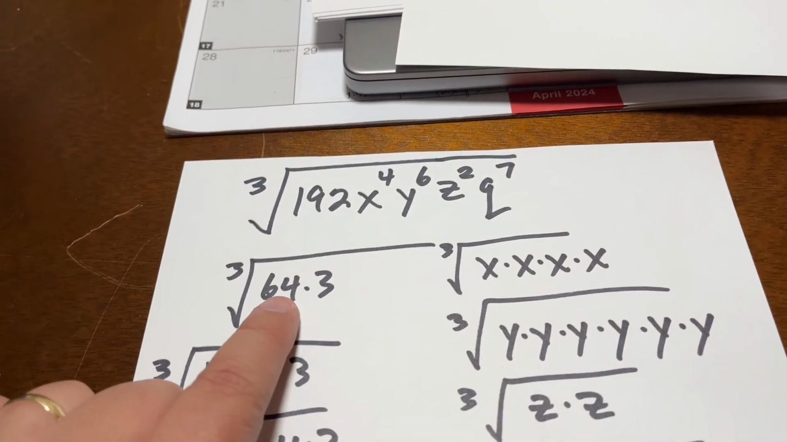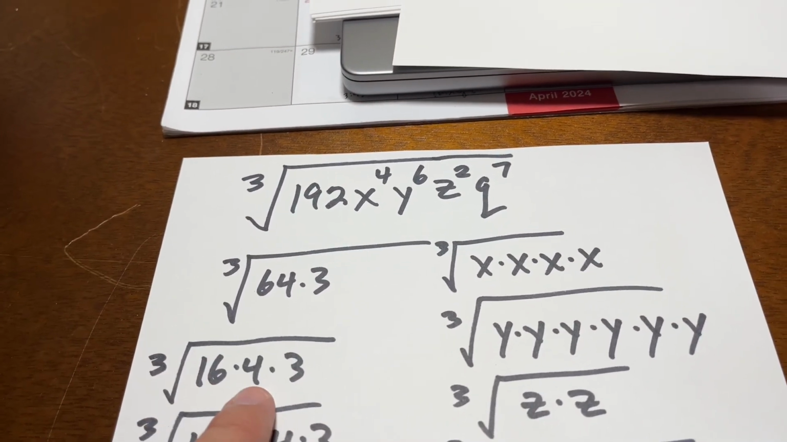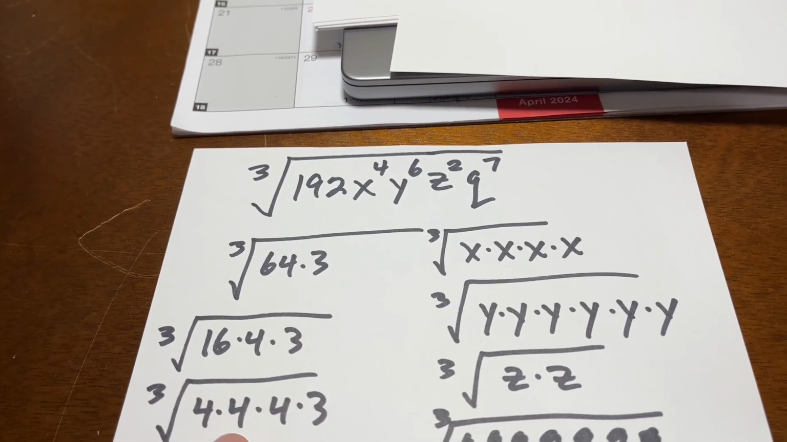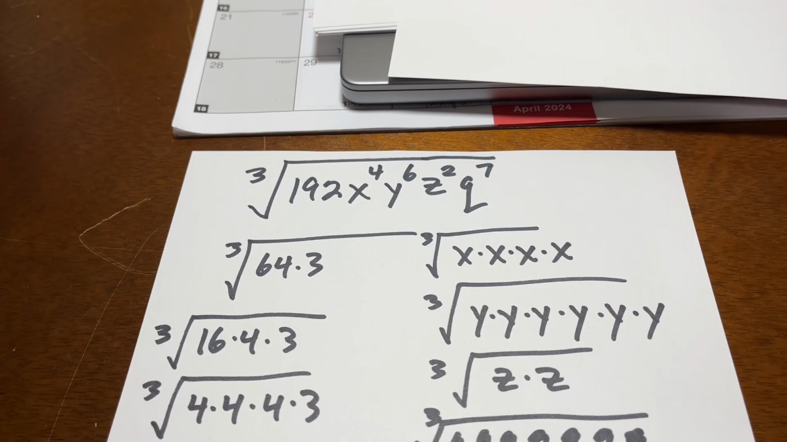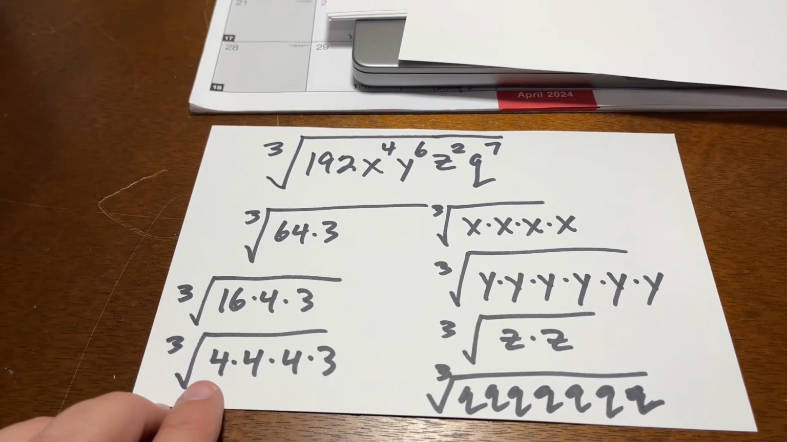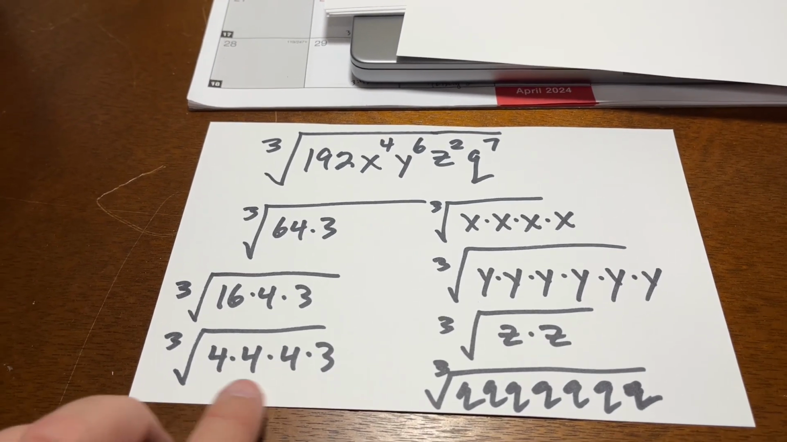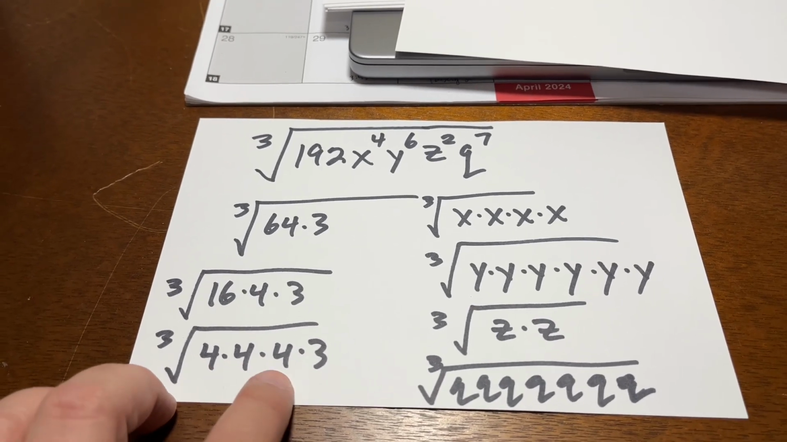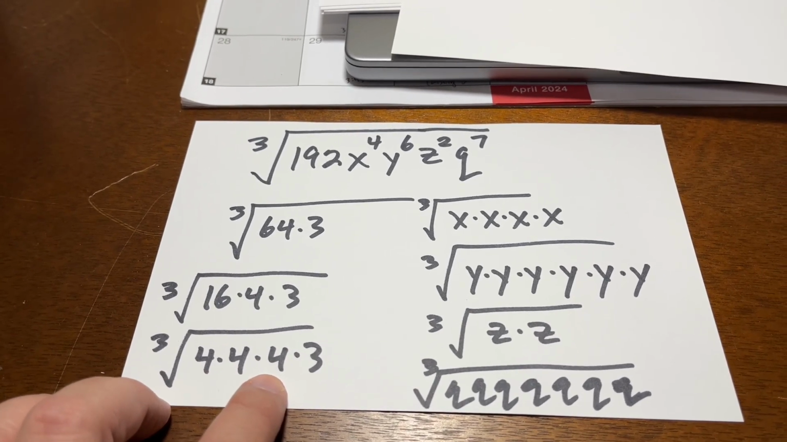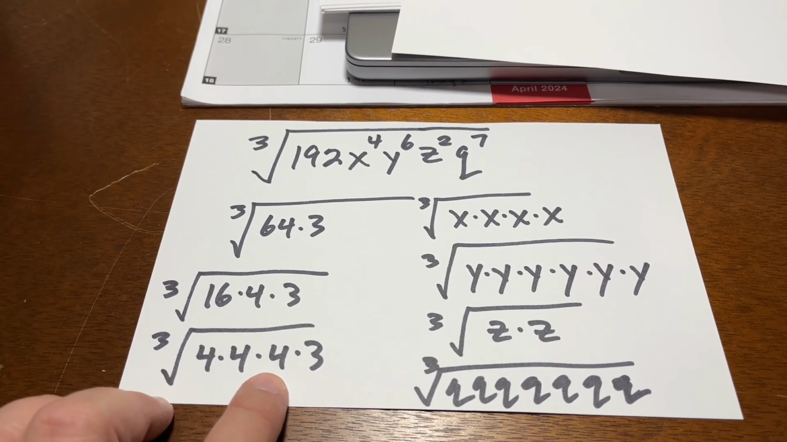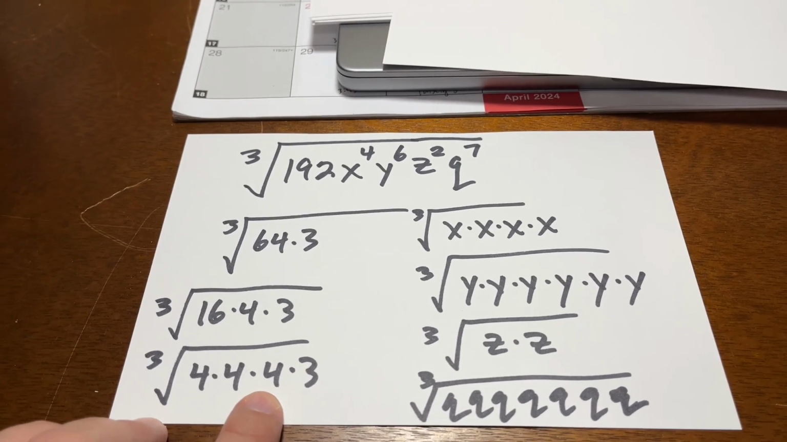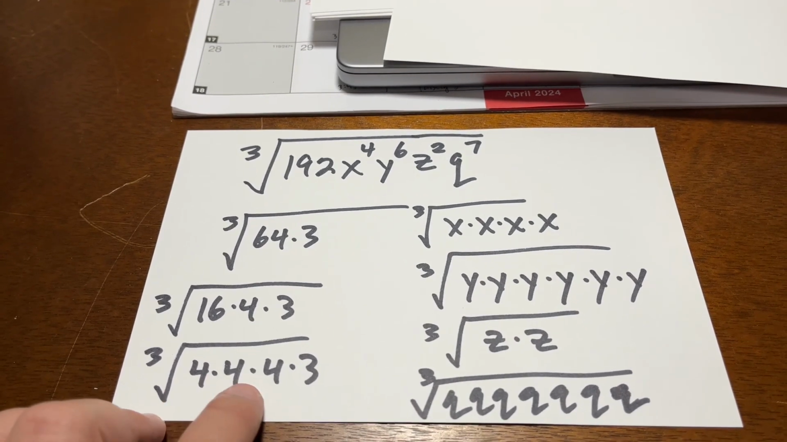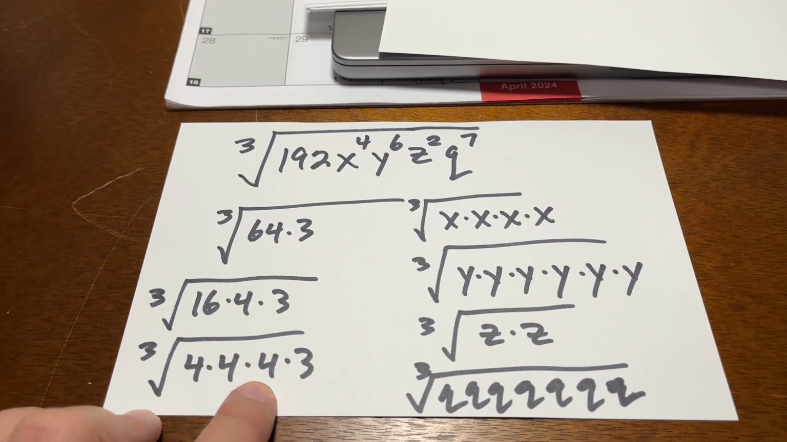If you do that, 64 breaks down to 16 times 4, and I still have the 3 there, and then 16 is 4 times 4. So I've broken this down until I have 3 of a kind. I'm not going to break the 4 into 2s because I already have 3 of a kind here. So the cube root of 192 is going to be 4 times the cube root of 3. So keep that in mind. We've got 3 4s here, and that's as far as we need to go.